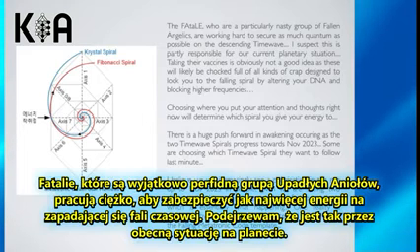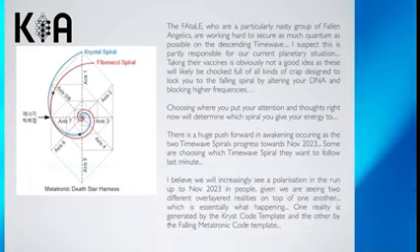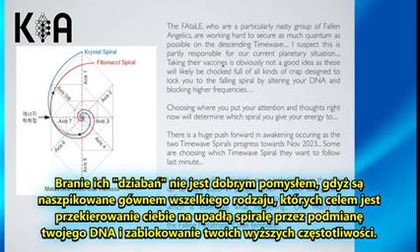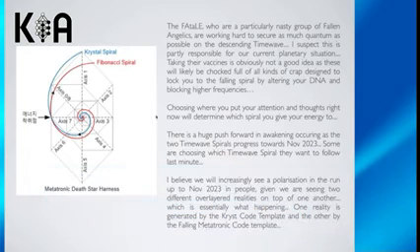The Fatally, who are a particularly nasty group of fallen angelics, are working hard to secure as much quantum as possible on the descending time wave. I suspect this is partly responsible for our current planetary situation. Taking their V is obviously not a good idea, as these will likely be chock full of all kinds of crap designed to lock you into their falling spiral by altering your DNA and blocking higher frequencies, like turning higher DNA strands off and stuff like that.